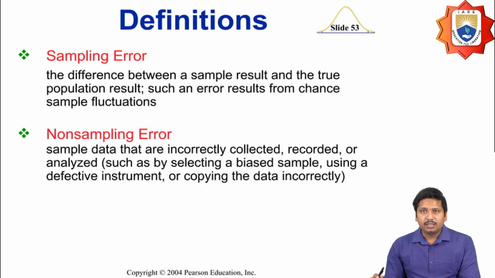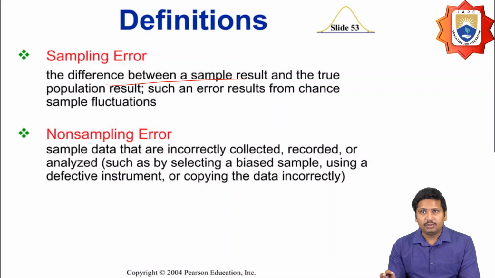Once the sampling is done, there may be two types of errors present here. One is sampling error, another is non-sampling error. Sampling error means a difference between the small sample result and the true population result, where the error results from the chance of sample fluctuations. And non-sampling error means the sampling data is incorrectly collected, recorded and analyzed. So that should be non-sampling error.